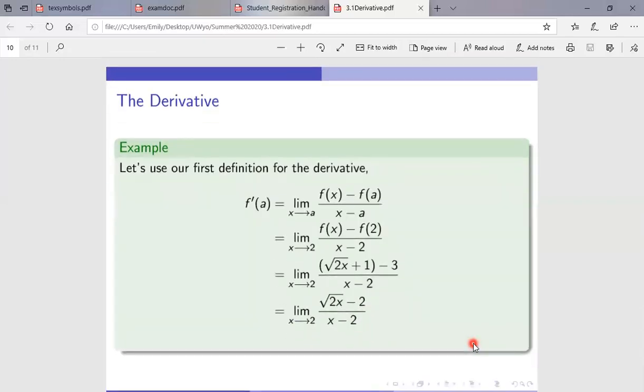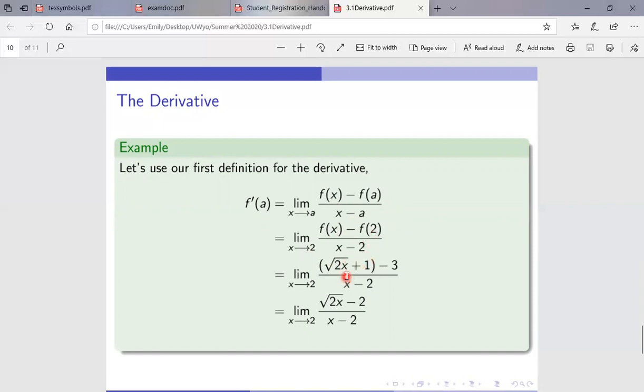So here's our example. Let's start by using our first definition of the derivative, which is in terms of x's and a's. I have f prime of a is equal to the limit as x approaches a of f of x minus f of a divided by x minus a. This equation should be familiar. It's the slope of the tangent line. Now we're going to plug in our value 2: the limit as x approaches 2 of f of x minus f of 2 divided by x minus 2.